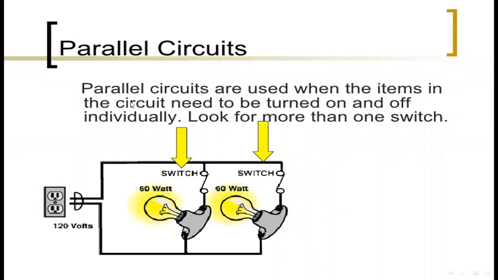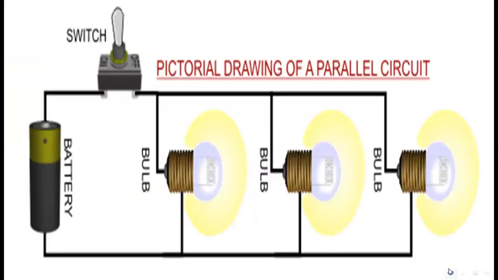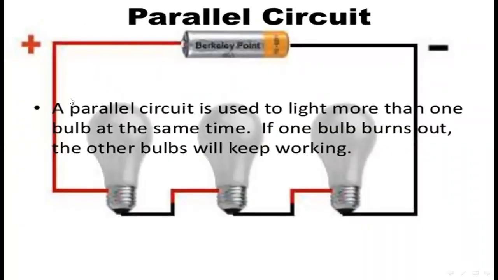Parallel circuit. Parallel circuits are used when the items in the circuit need to be turned on and off individually. Look for more than one switch. An example of a parallel circuit. Again, here you see the definition of a parallel circuit. A parallel circuit is used to light more than one bulb at the same time.